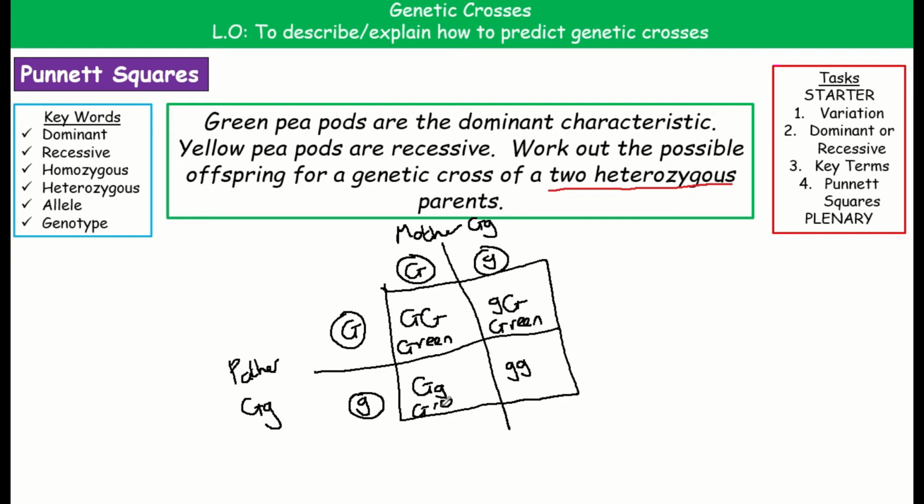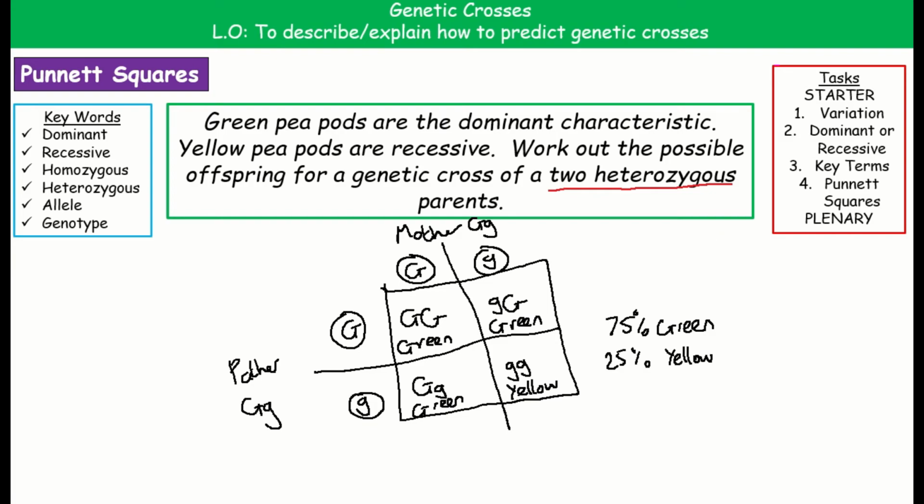Capital G there, so that one's green. And this has got 2 lowercase g's, therefore that one will be yellow. So that means that we've got a 75% chance of green and a 25% chance of yellow. And obviously you could write that as fractions, decimals, whatever you prefer.